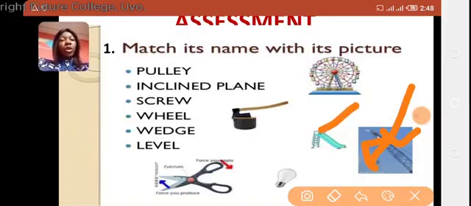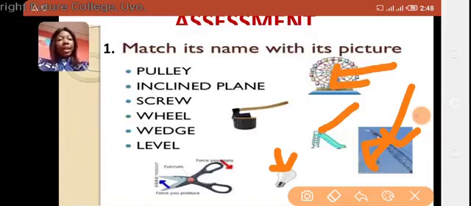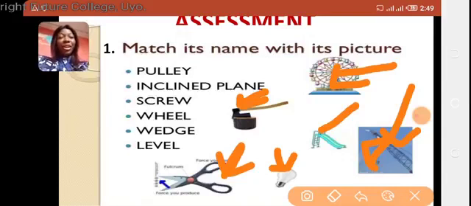This is a slide. Which object is a screw? This is what? A screw. Which object is a wheel? This is what? A wheel. Remember when we discussed wheel. The next one is what? Wedge. An axe is an example of wedges. The next one is what? Lever, not level, please. Lever. A scissors is what? An example of lever. Thank you if you got all the answers correctly.